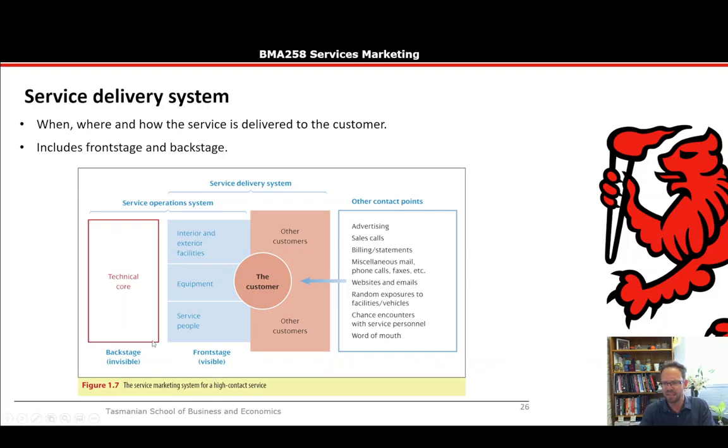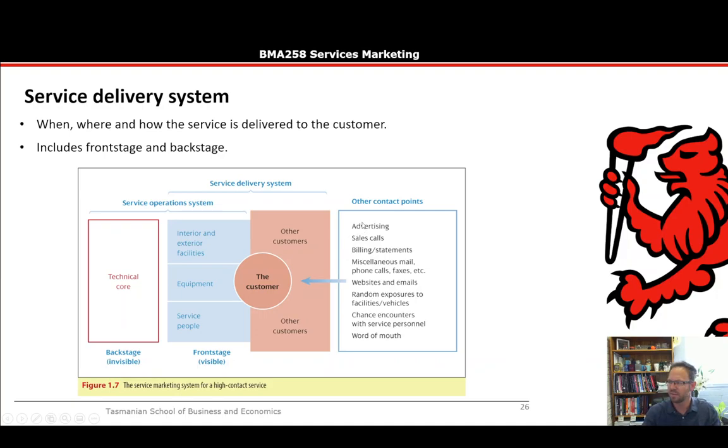So the backstage is behind the curtain that the customer doesn't see, but where a lot of the action happens, right? Whereas the front stage is where the customers do see it, and we have our servicescape, so the interior and exterior facilities are important, the equipment that we use, and the people that we use form a big part of what the customer sees and the value delivery system that the customer gets. So the customer, again, is of course central to this delivery process, but then also impacted and influenced by other customers.